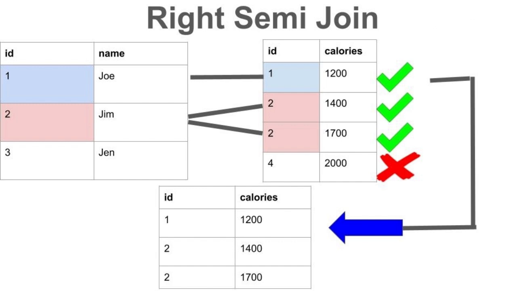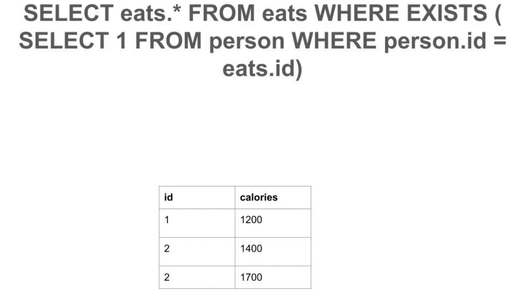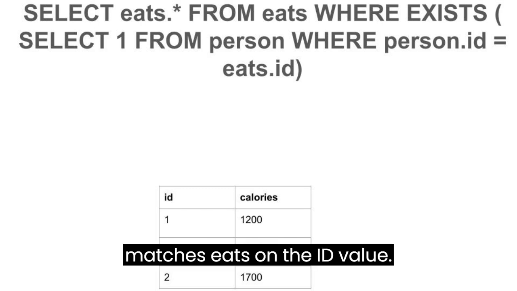Now we have the right semi-join. The right semi-join is also fairly simple. It is just where we keep all the rows in the right table that matched at least one row on the left. You can think of it more like a filter than a join if you want, but of course we are still basing a match on the join condition. In this case, only the first three rows had a match, so we just kept the first three rows. We can do it with this SQL query. Basically, the code just says, give me everything from the eats table, which is our right table, where there exists a row from person, which is our left table, that matches eats on the ID value.